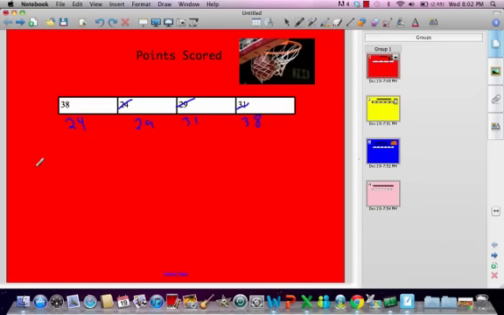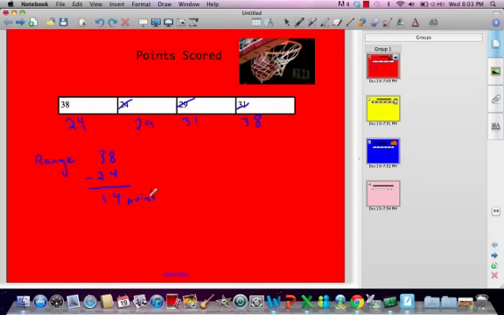So if I find the range of this, all the range is the highest number in the data set minus the lowest number in the data set. So in this case, our highest number would be 38. The lowest number is 24. So we would just do 38 minus 24, and when you do that out, 38 minus 24 is going to equal 14. So you could say the range would be 14 points in this case.